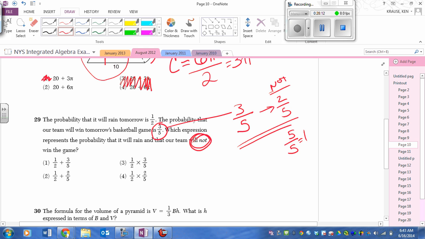Okay, so the probability that it will rain tomorrow is 1/2. So notice these are all 1/2. And we don't use pluses on things like this because it says rain and, which means we're going to multiply. So we have to have both things happen. So we're going to multiply 1/2 times 2/5, because it has this really little word right here that says not.